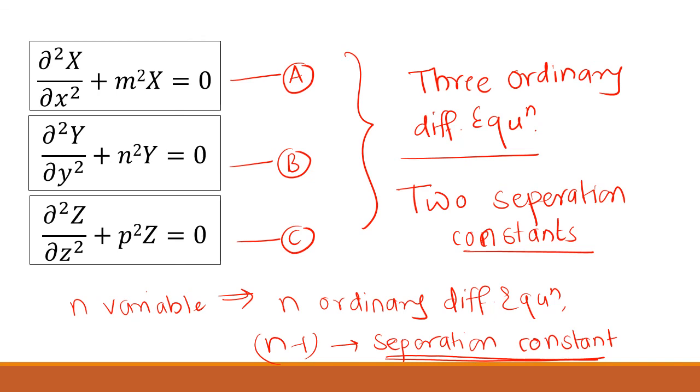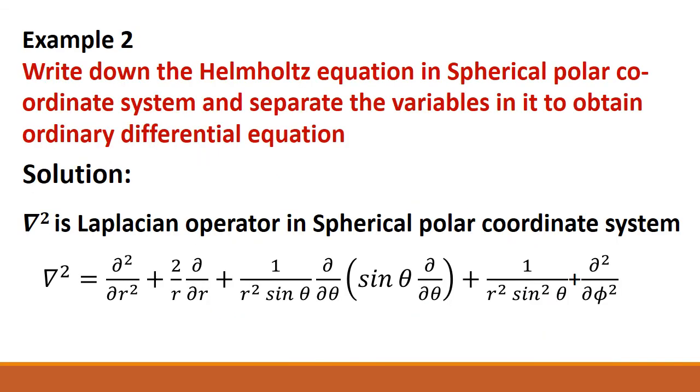Now this is another example. By using separation of variables, you can easily convert the partial differential equation into ordinary differential equations. Here we have to convert the Helmholtz equation into ordinary differential equations, but our Helmholtz equation is given in the spherical polar coordinate system. One hint is given over there: the Laplacian operator in the spherical polar coordinate system is already given. You have to just put the value of the Laplacian operator into the Helmholtz equation and find the ordinary differential equations for this Helmholtz equation.